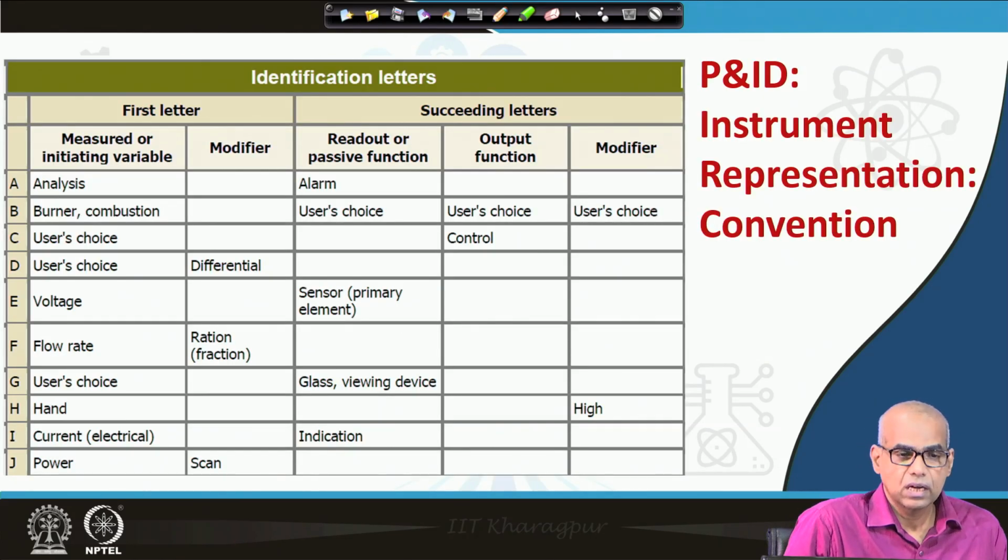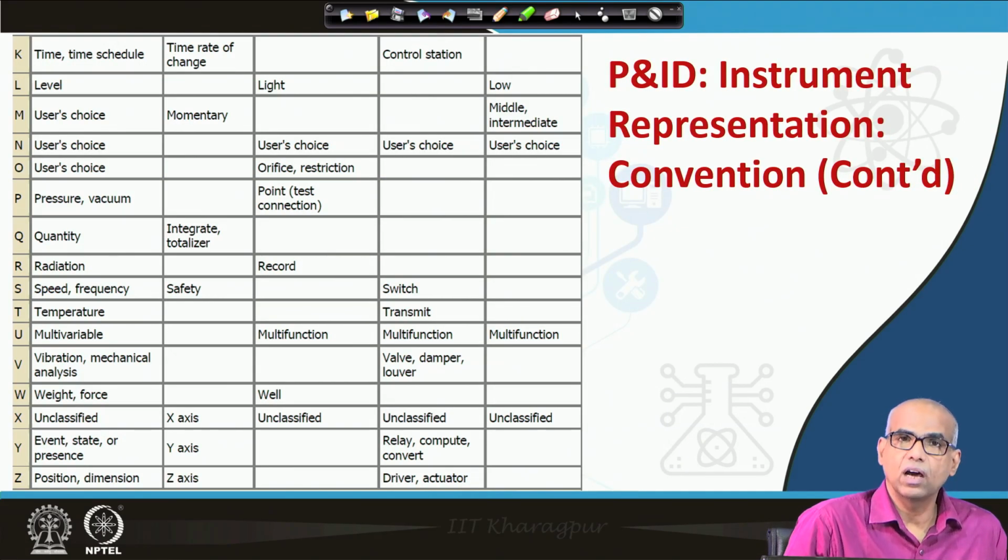Now, this is a detailed table which will tell you more about the identification letters. So, what does the first letter represent and what do the succeeding letters represent when you use letters A to Z, are all here.